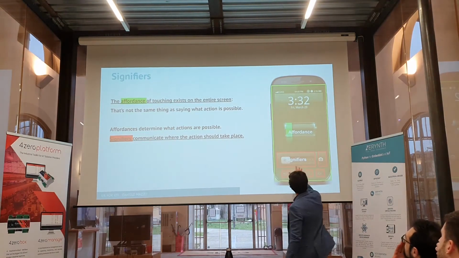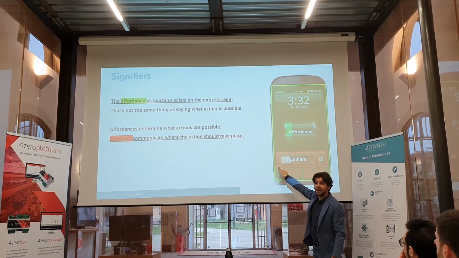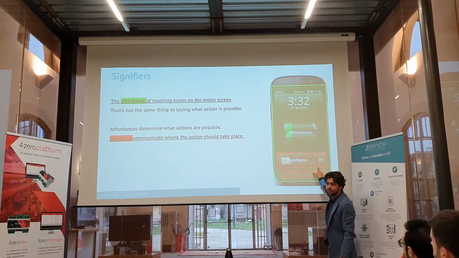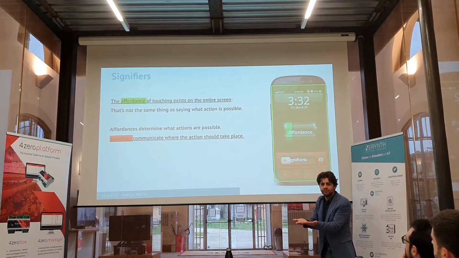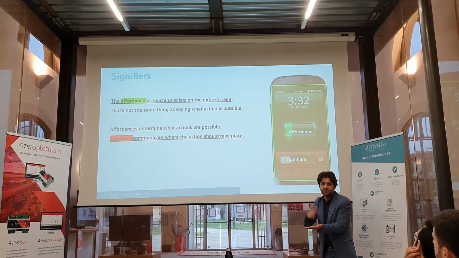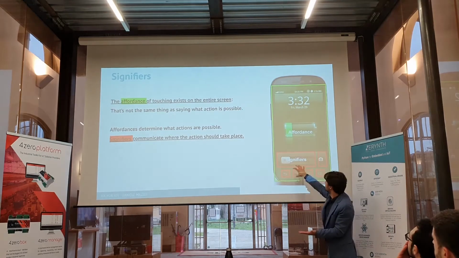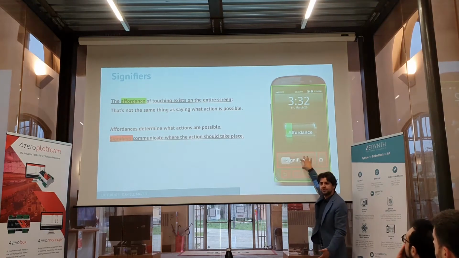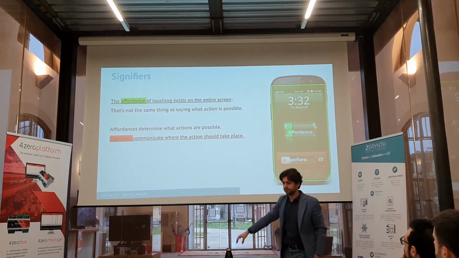The signifiers are the indicators of what and where you can do some action. So, this signifier means that you can touch and slide to unlock. The property of being touchable, in this case the affordance, is available on the entire screen. But in this position, thanks to this signifier, it becomes a control.